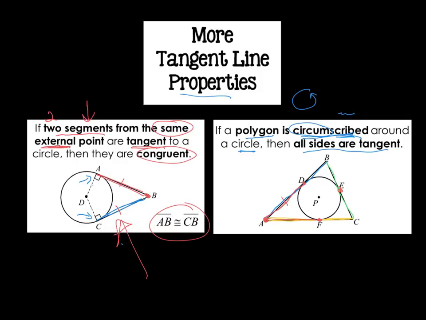Thus, segments AD and AF are congruent. Point B, external point. DB, EB, congruent. Point C, external point. EC and FC are congruent. Okay, so let's put this into action, see how this works out, numerically and algebraically, of course.